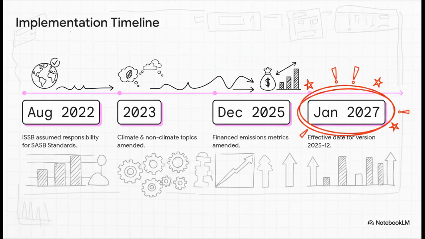So what does this all mean for you? Well, it comes down to the timeline. The ISSB took the reins in 2022. They made a series of rolling amendments through 2023, and crucially, they amended the financed emissions metrics in December 2025 to align with greenhouse gas emissions disclosures. But the date you absolutely need to circle in thick red ink on your calendar is January 1st, 2027. That is the effective date for this version 2025-12 of the standard for all annual reporting periods.